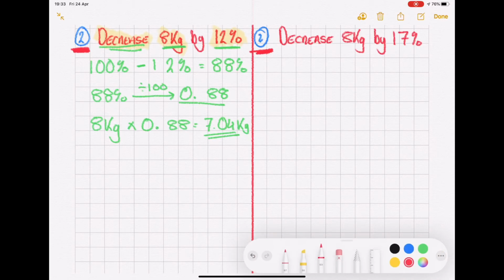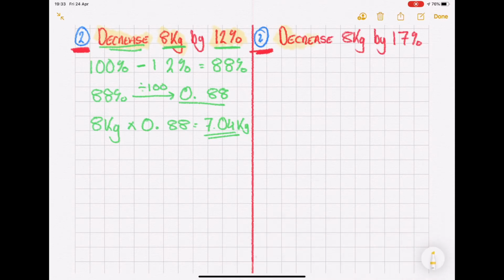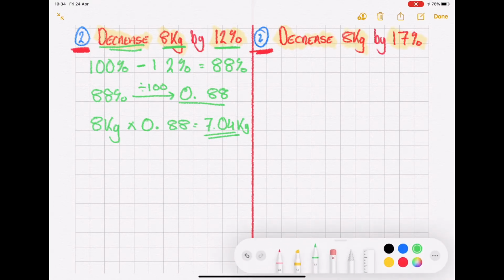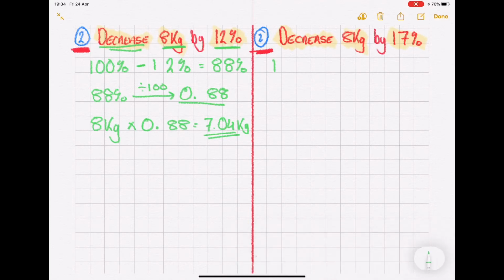Okay, so let's go through this. We are decreasing 8 kilos by 17%. So I'm going to start off with my 100%. And because it's decrease, I'm taking away. And I'm taking away 17%. If I do that, I end up with 83%.